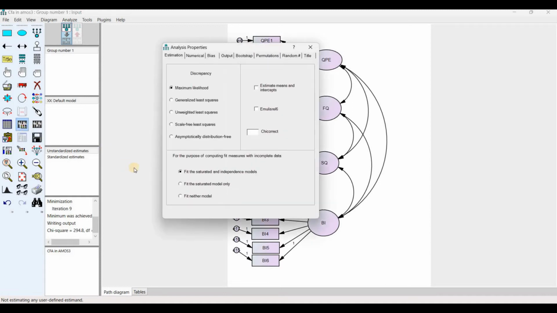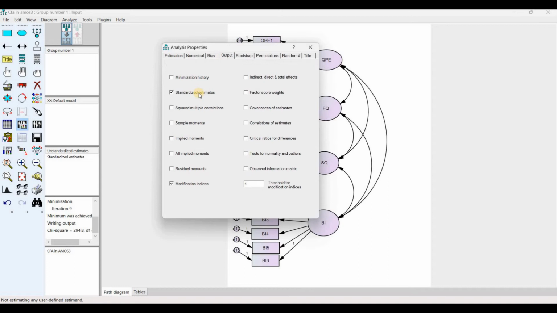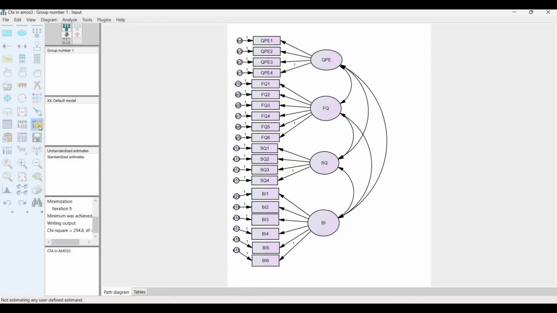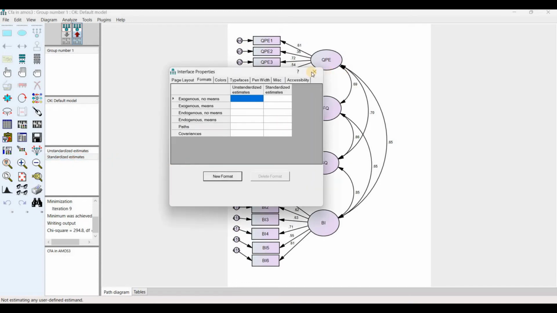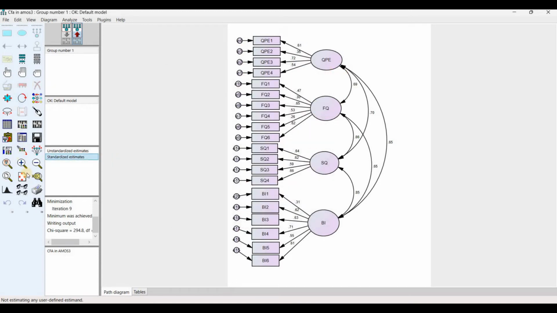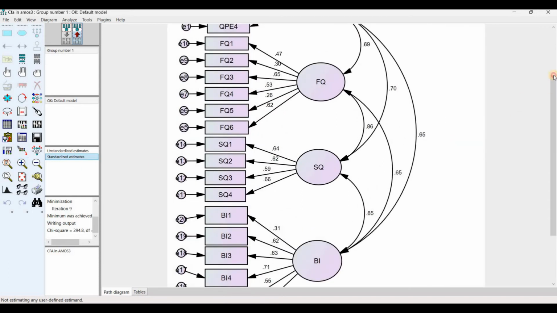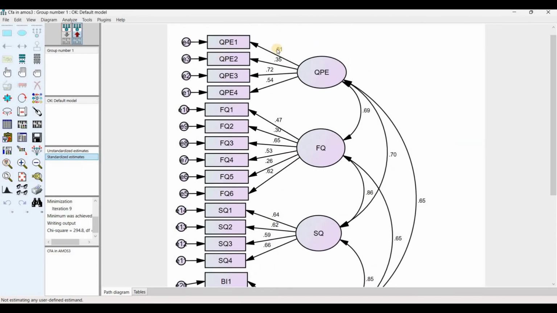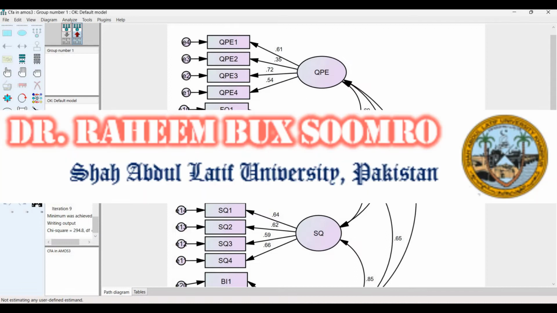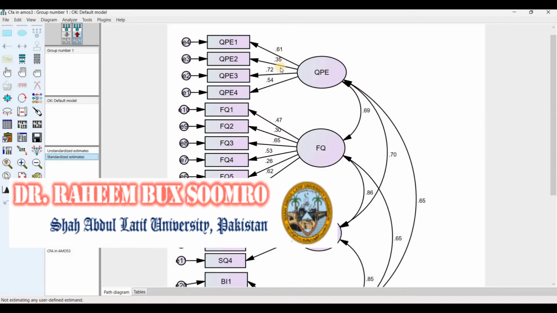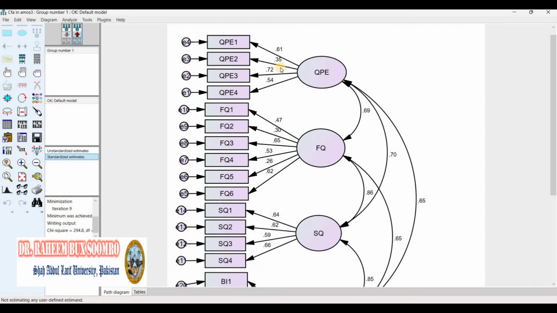First we have to select what we want to get: maximum likelihood. And for the output, we want standardized estimates and modification indices. Then compute it, and the results are with us. These are unstandardized results. We need standardized results, so here we have got the standardized results. Let me make it bigger. Now the QPE standardized estimates are 0.61, 0.35, 0.72, and 0.54.